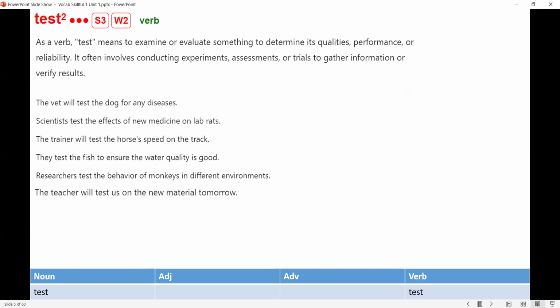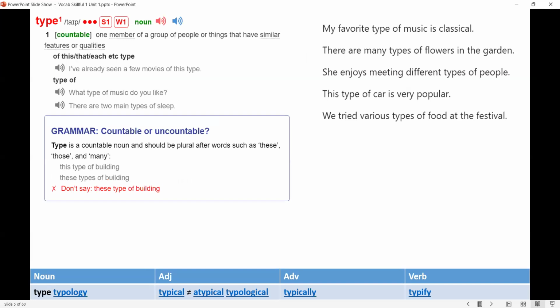Test. As a verb, test means to examine or evaluate something to determine its qualities, performance, or reliability. So test means examine. It often involves conducting experiments, assessments, or trials to gather information or verify results. Example, researchers test the behavior of monkeys in different environments. The teacher will test us on the new material tomorrow.